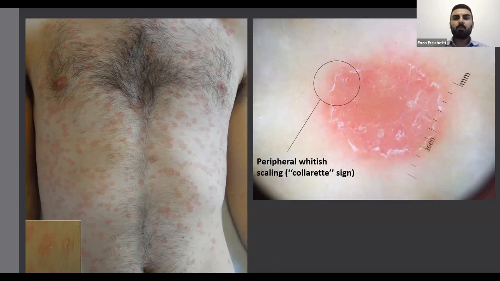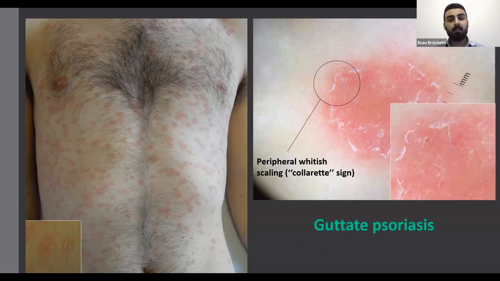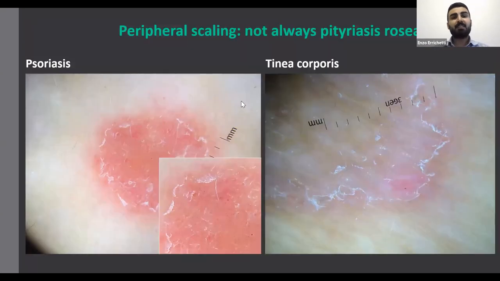So according to what we've learned from the literature, it should be a pityriasis rosea, but actually it turned out to be a gouttes psoriasis. Indeed, if we have a closer look at the center of the lesion, we may see these dotted vessels distributed in a uniform way. So this is the most important dermoscopic finding in this case. This was gouttes psoriasis. So peripheral scaling does not necessarily mean pityriasis rosea. It may be seen also in psoriasis and in tinea corporis, for example.